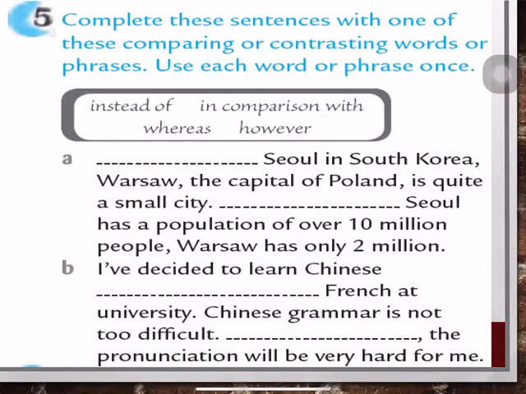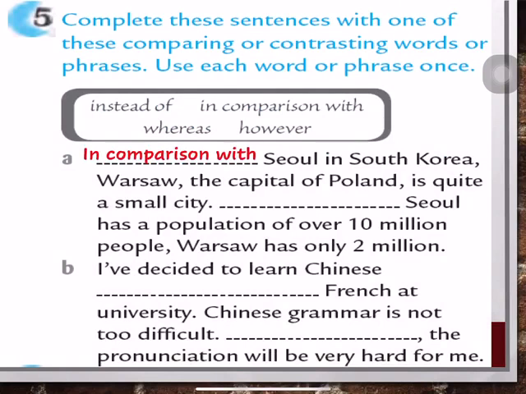Open your workbooks, please. Page 57. Exercise number 5. Complete these sentences with one of these comparing or contrasting words or phrases. Use each word or phrase once. In the box here we have instead of, in comparison with, whereas, and however. A. Look at the sentence carefully, please. Yes. So, the right answer is very good.